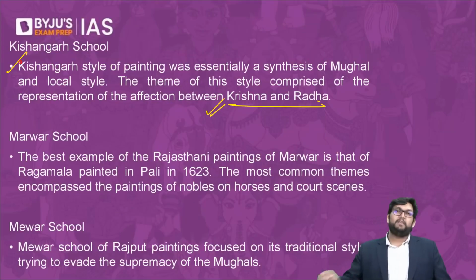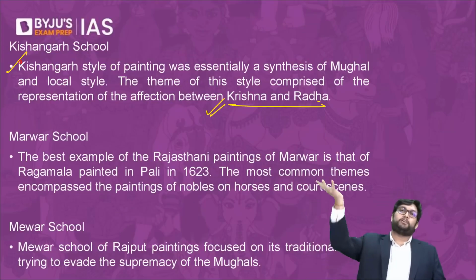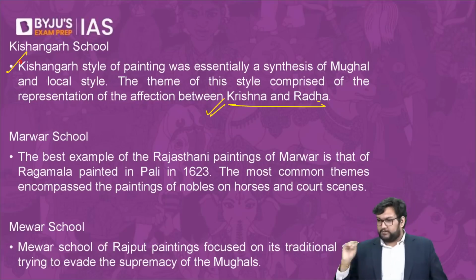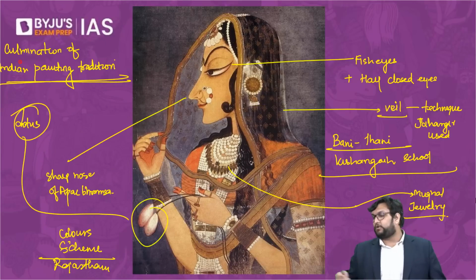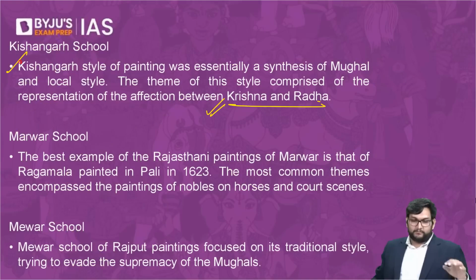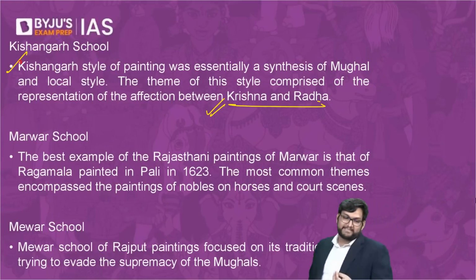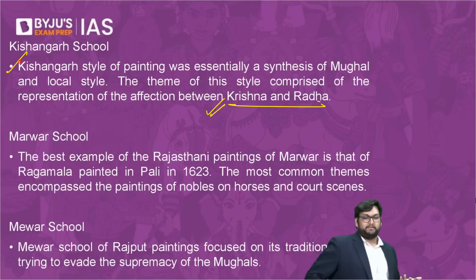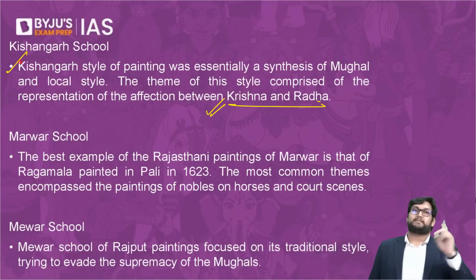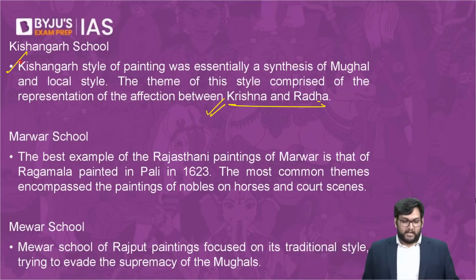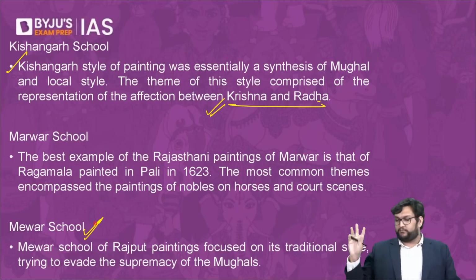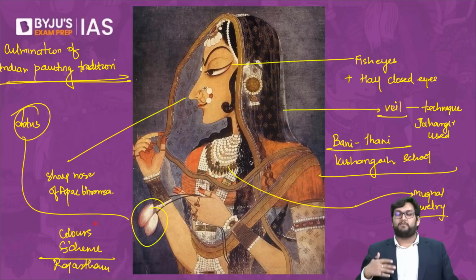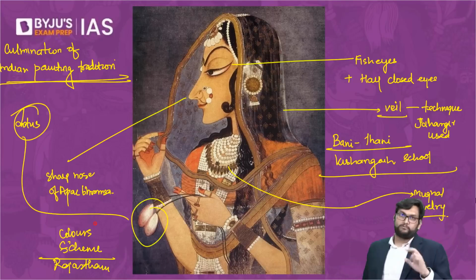Now, if somebody asks you which is the highest point of architecture, you say Taj Mahal. Which is the highest point of painting, you say Bani Thani. Right? Bani Thani in that regard is a culmination of whatever we've done till this point. Now, Marwar school is an example of the Rangmala painting tradition. We'll discuss this when we discuss the current affairs related to Rangmala. And it is only the Mewar school which had no influence of Mughals because Maharana Pratap always fought and made sure that Mughal influence would not come through.